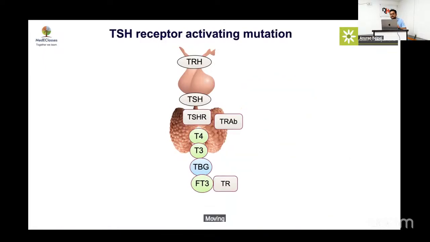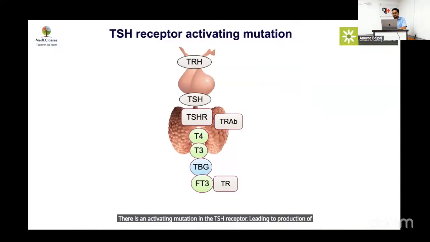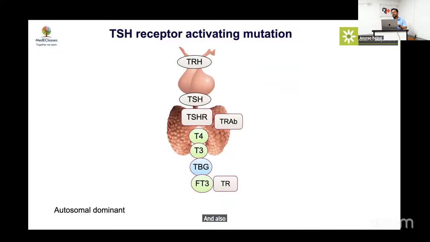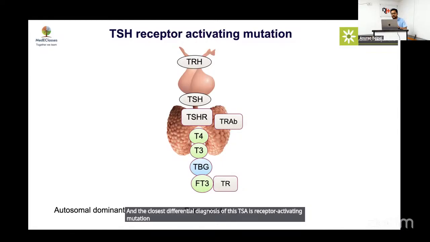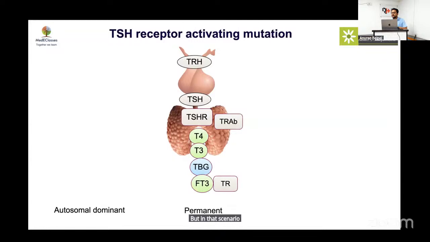Moving on to the next disease, the TSH receptor activating mutation. Here, there is an activating mutation in the TSH receptor leading to production of T4 and T3 and also increase in the thyroid gland. This is an autosomal dominant condition, and the closest differential diagnosis of this TSH receptor activating mutation is a newborn with thyrotoxicosis in a mother with Graves' disease. But in that scenario, there will be a transient rise of thyrotoxicosis in patients.